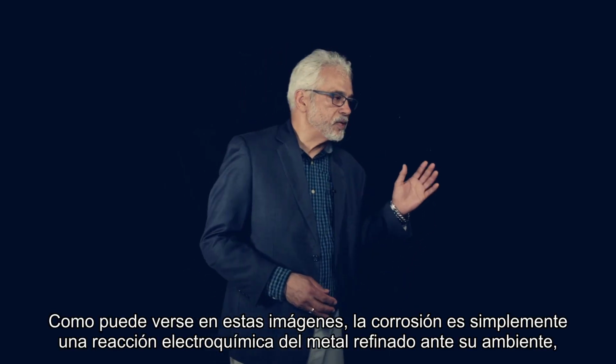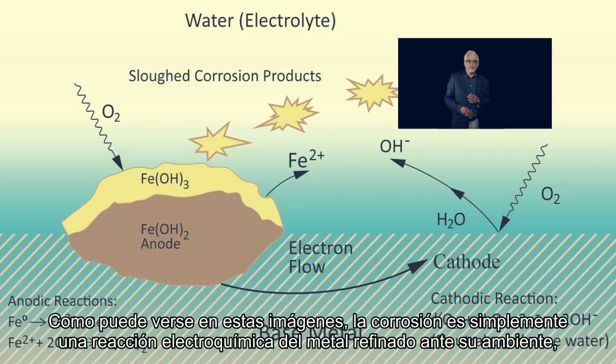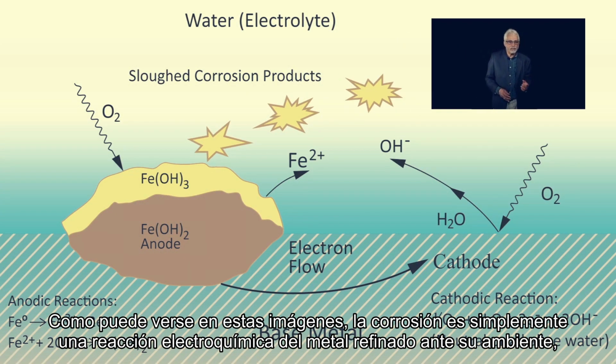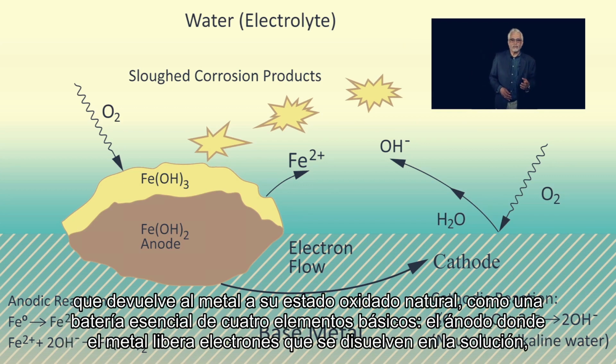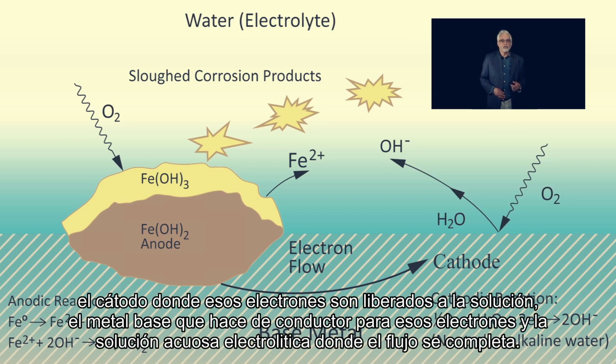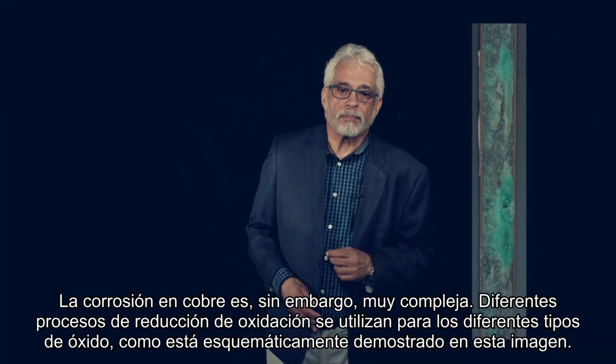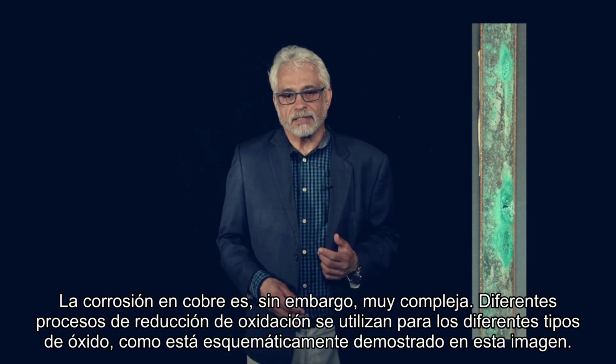As illustrated in these pictures, corrosion is simply an electrochemical reaction of the refined metal with its environment that returns the metal to its natural oxidized state, essentially a battery with four basic elements: the anode, where the metal gives up electrons and dissolves in the solution; the cathode, where the electrons given up are released to the solution; the base metal, which acts as a conductor for electrons; and the electrolyte water solution, where the flow of ions completes the circuit. The mechanism of copper pitting corrosion is, however, very complex.